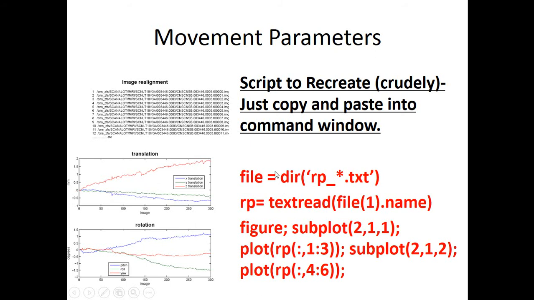It searches a directory for something that starts with RP and ends in .txt, then uses text read to load it up, and then we plot it. That gives us translations in the X, Y, and Z axis, and rotations around the X, Y, and Z axis here. Once you've done that, you can identify any spikes or anything like that.